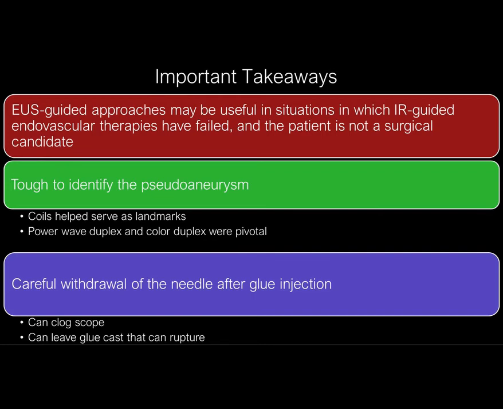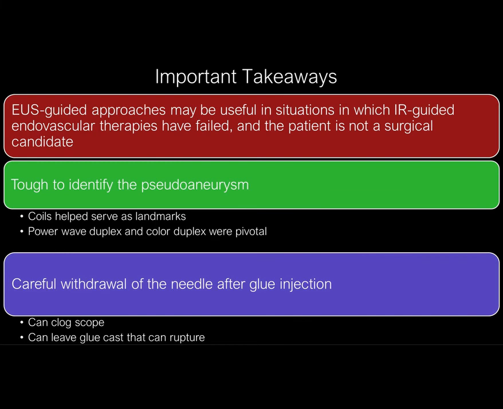The main technical challenge involves identification of the pseudoaneurysm, identification of the yin-yang sign, and also using the location of previous interventions, such as coils, help to serve as landmarks. Careful withdrawal of the FNA needle is imperative, as any glue within the scope can result in the scope clogging, and any glue cast at the site of injection can later rupture and cause recurrent bleeding.